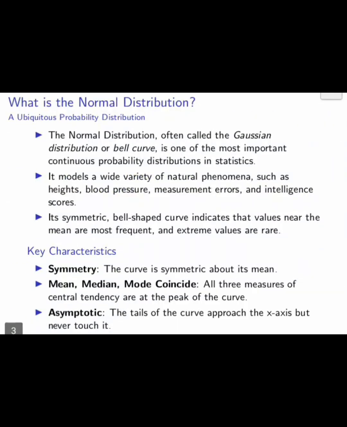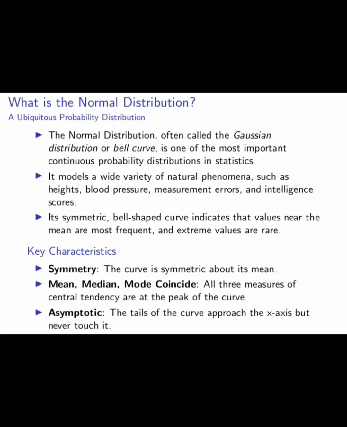So what is a normal distribution? Those of us that watched the last video, you noticed that I already explained that normal distribution is a continuous distribution. I told you we have discrete probability distribution functions and continuous PDFs. So normal distribution happens to be one of the continuous distributions that we have, and most times it is often called the Gaussian distribution or the bell curve.